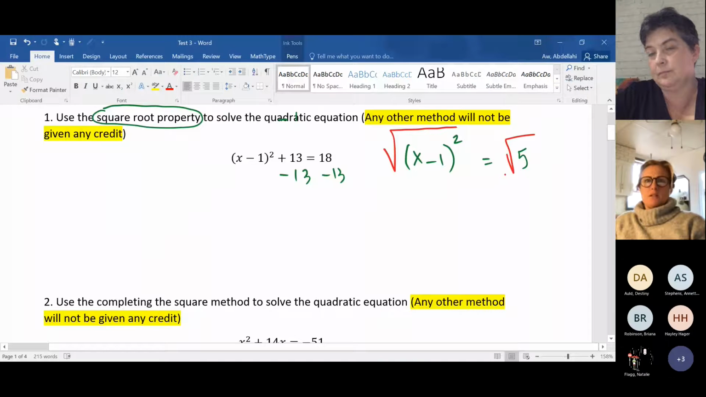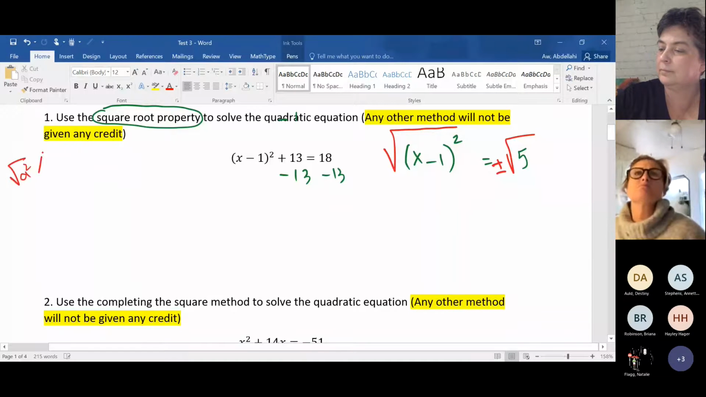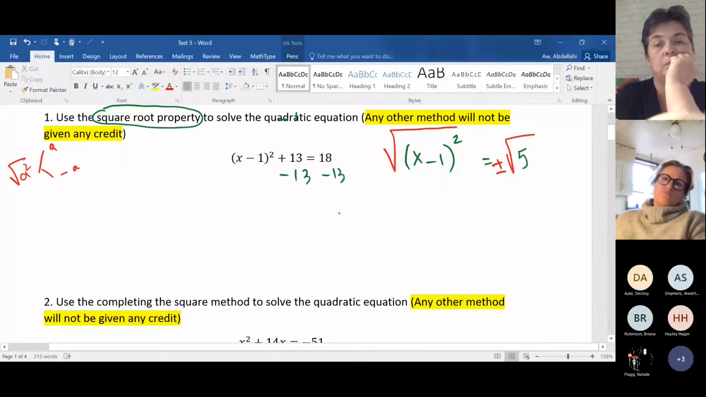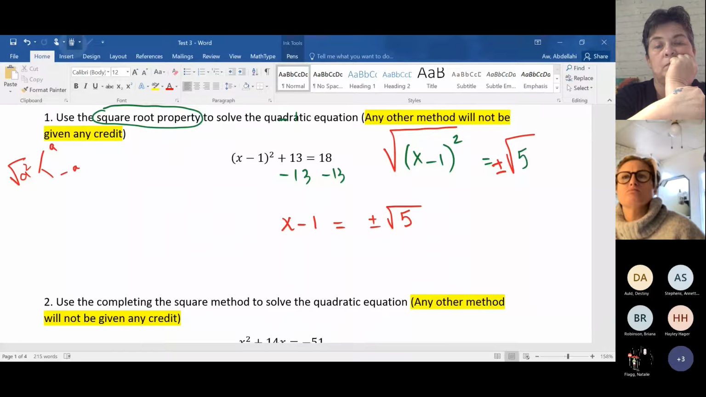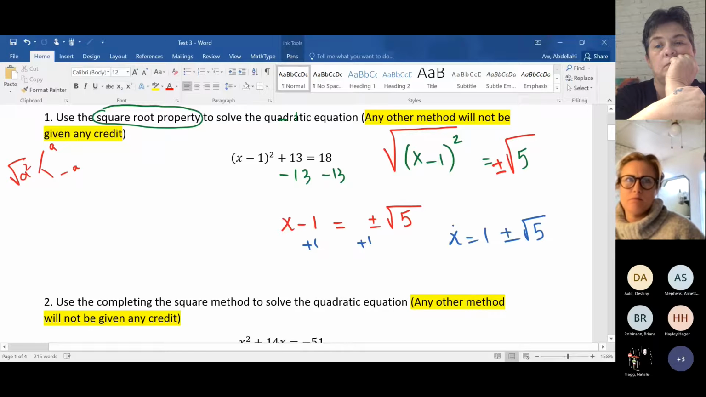And then what we don't forget every time we take the square root of both sides, what we don't forget to put? A plus or a minus. Exactly. All right, because there is the formula in math, when you say square root of a squared, it gives you 2 outcomes, a or negative a. That is why we have to put plus or minus here. So my next step will be an easy one, which is x minus 1 is equal to plus or minus square root of 5. And then we just add 1 on both sides. And then we're done, right? It says x is 1 plus or minus square root of 5.